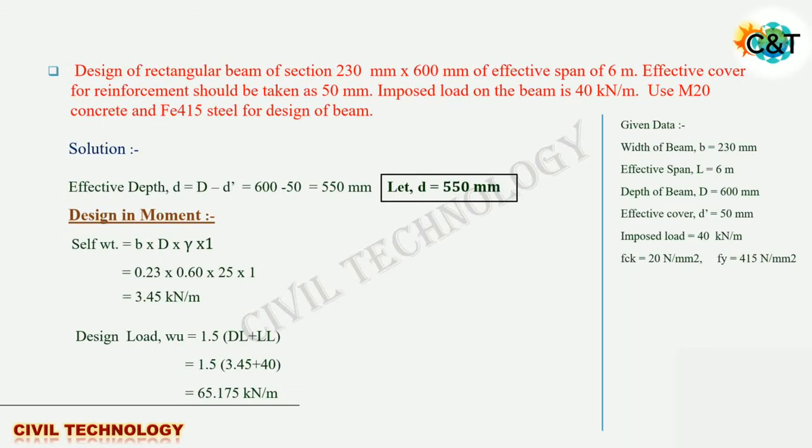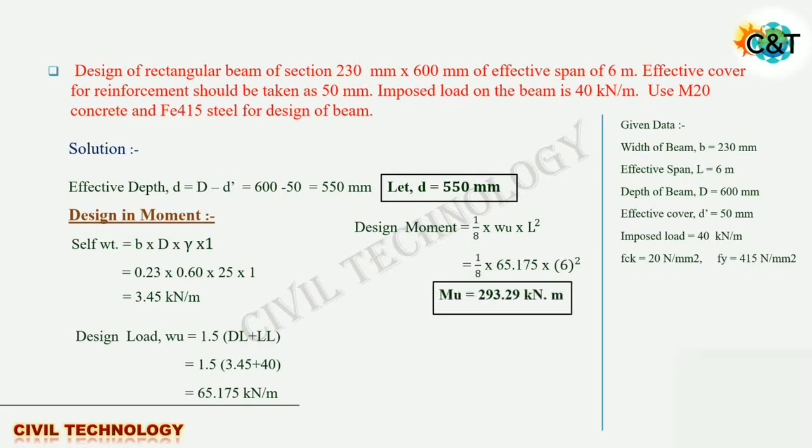So let's calculate the moment, as this is a simply supported rectangular beam. So the design moment formula will be WL square by 8, where WU is the design load, meaning factored load. Remember, the load here we have taken as the factored load, and the length also we have to take as the effective span, not the clear span. So just put down the value, you can get the design moment 293.29 kN meter. So this much moment comes from all the loads which are carried by this beam.